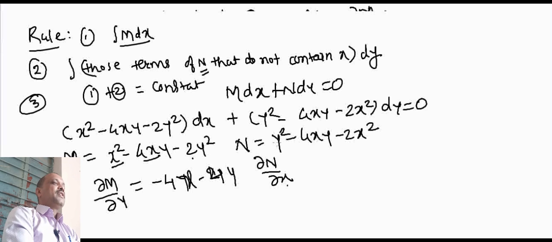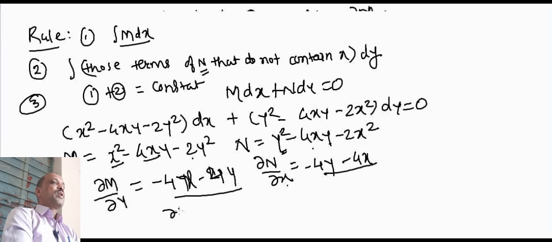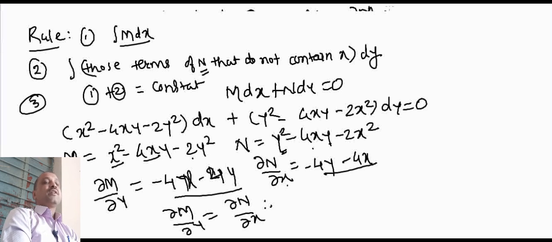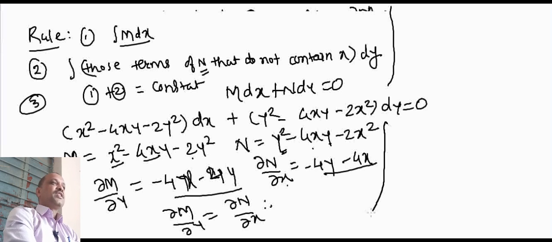Now, ∂N/∂x: when we differentiate with respect to x, y is a constant term, so the derivative of this is 0, and here 4 and y are constant, so we get minus 4y and minus 4x. Look at this, minus 4y minus 4x, the same in both. So ∂M/∂y equals ∂N/∂x. The condition is satisfied, therefore the given equation is an exact differential equation.